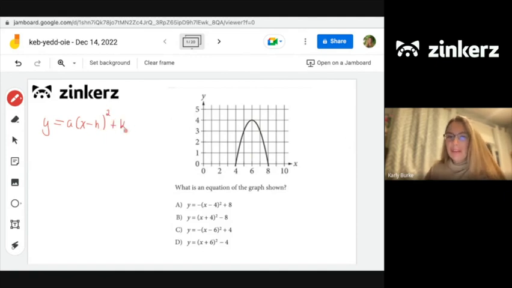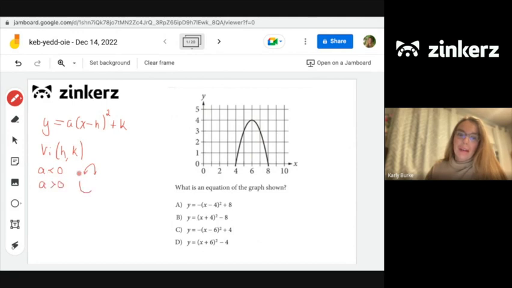Now, do you remember what each of these pieces tells you? The vertex of the parabola is (h, k). And a tells you two different things. First of all, if a is less than 0, that means it's a negative parabola and it's going to open down, just like the one over here in the problem. If a is greater than 0, then the parabola is going to open up.